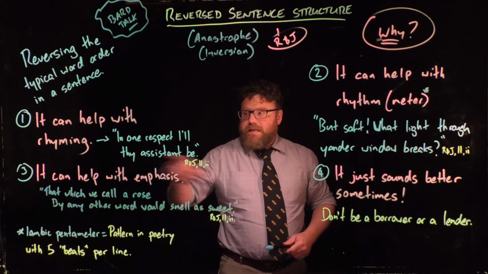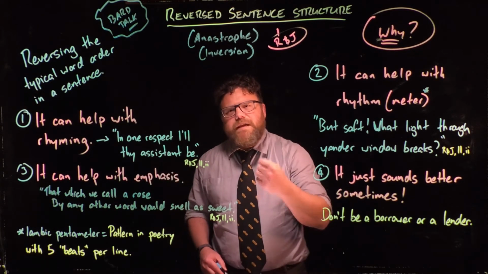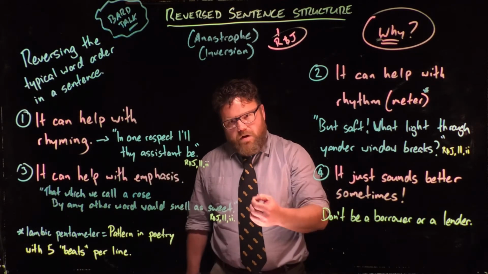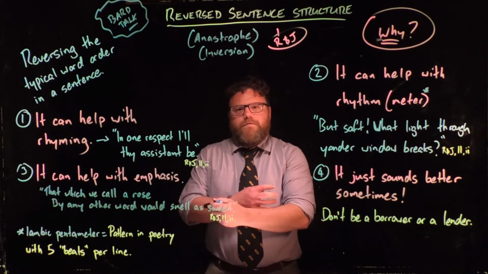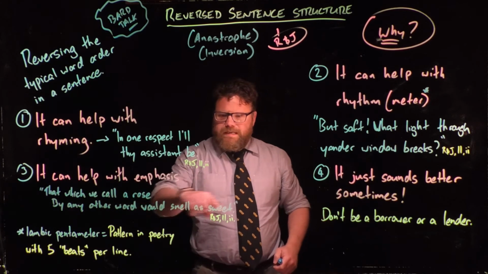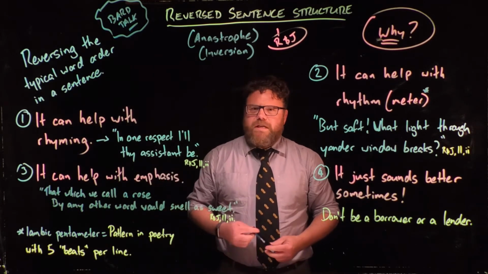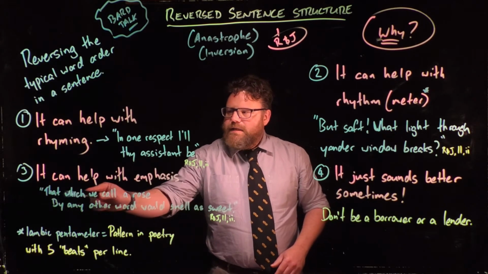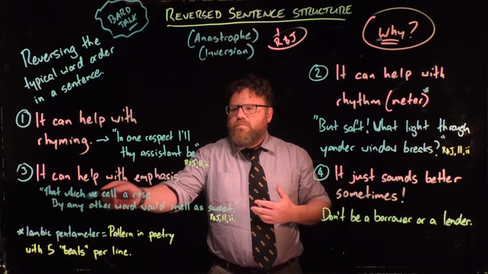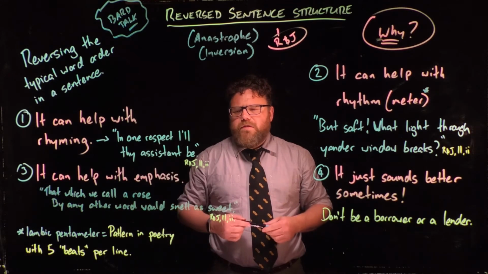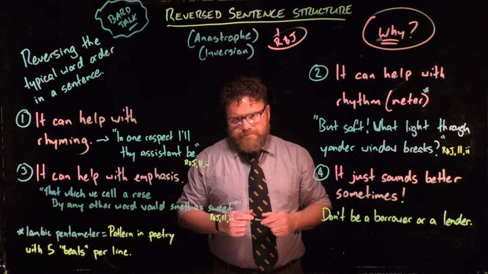A third reason that he might do this is because it can help with emphasis. If you want to end a line on a particular word, to emphasize that word, well, you might want to flip it around to do that. Another famous line from Romeo and Juliet, Act 2, Scene 2, is when Juliet is lamenting the name and saying, "What's in a name? That which we call a rose, by any other word would smell as sweet."